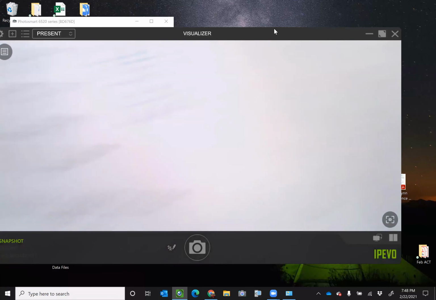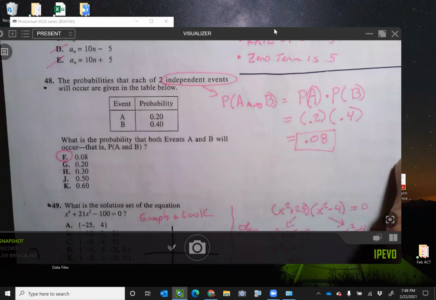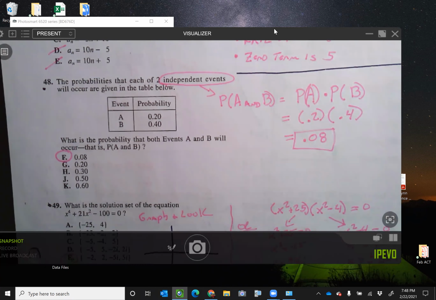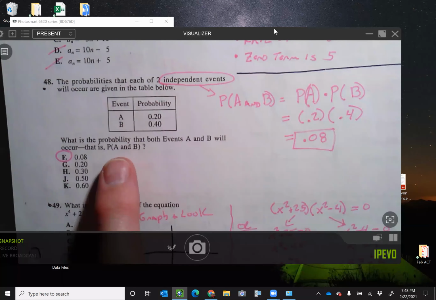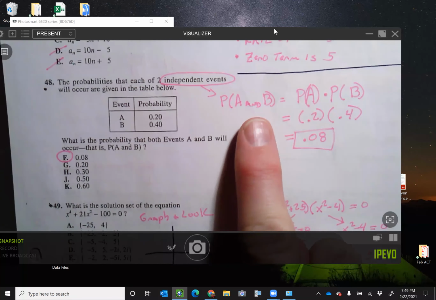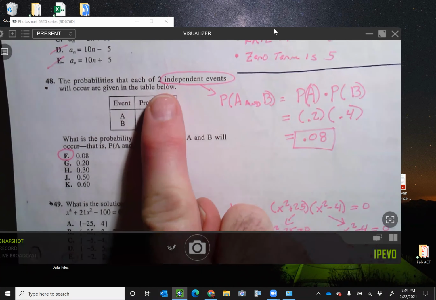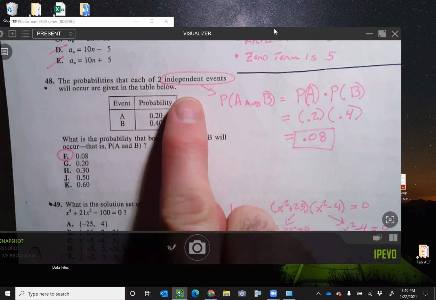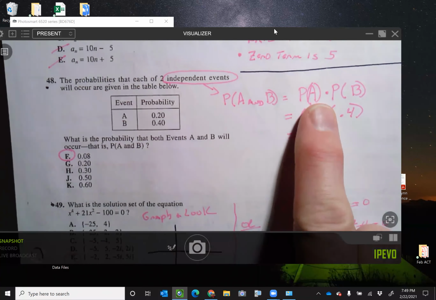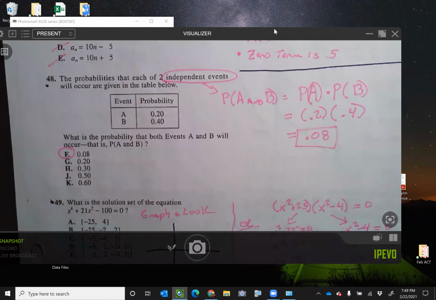Okay, 48 was another probability question, and I don't think we've done this one, but we may have. The question says they want to know what's the probability of A and B happening. Now remember, that means multiply them, right? Take the probability of A times the probability of B. Now, we're supposed to subtract the overlap, but what's nice is it says these are independent events. They're not related to each other. So I'm just going to do the probability of A times the probability of B. There's the numbers, multiply them out is 0.08. It is letter F.